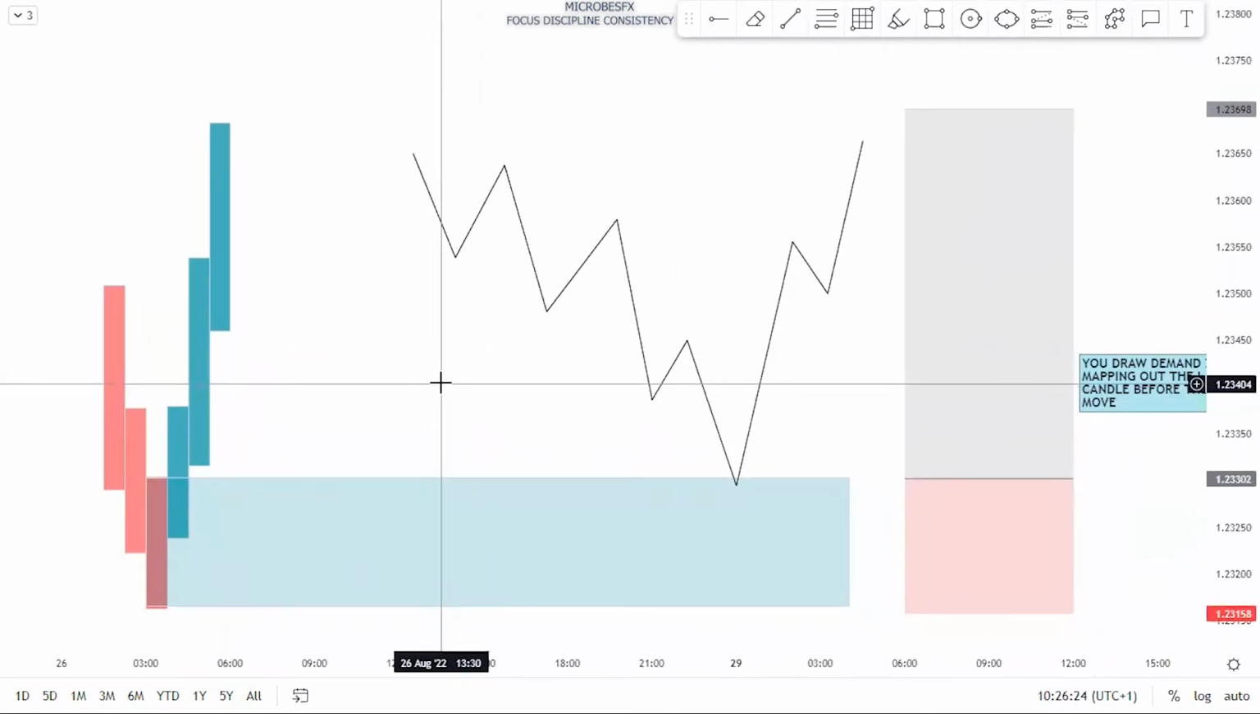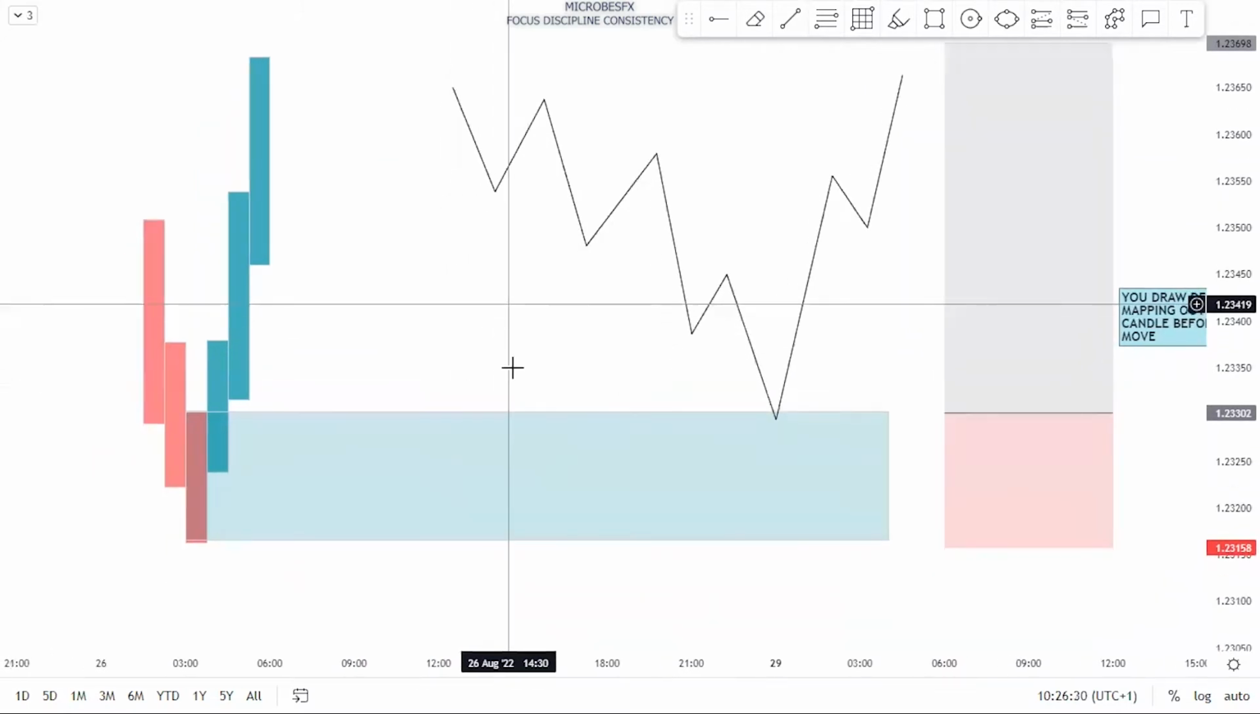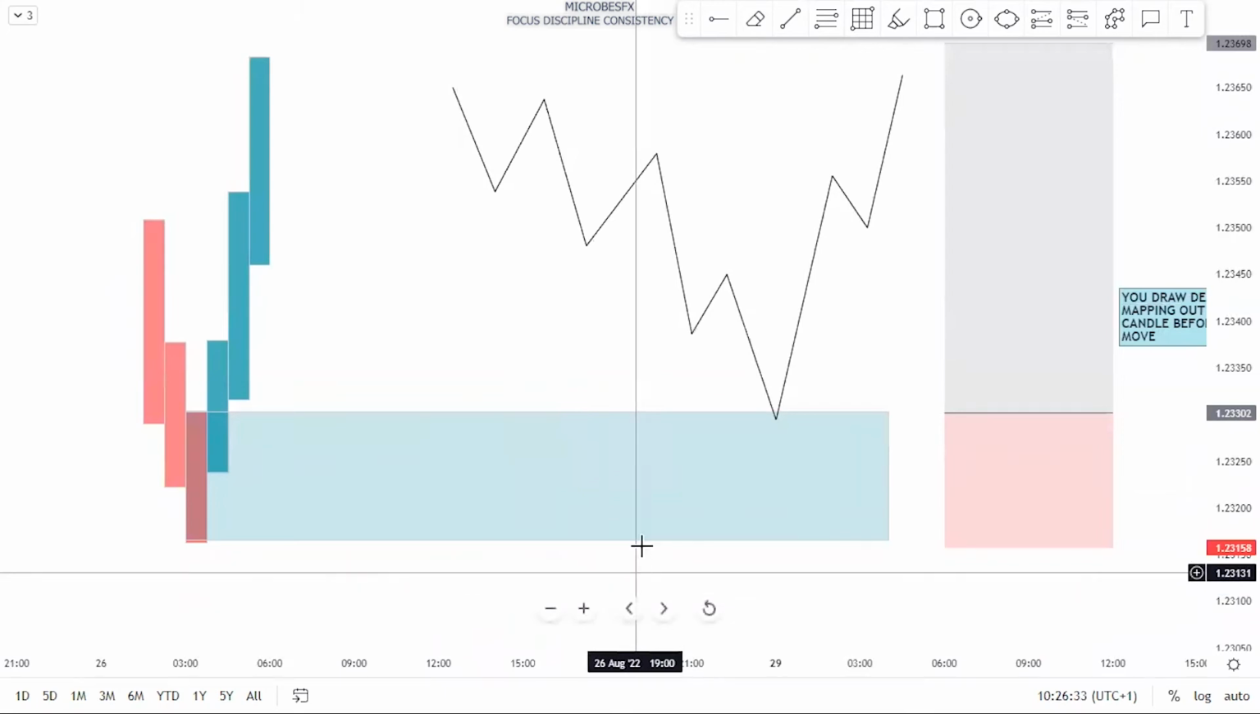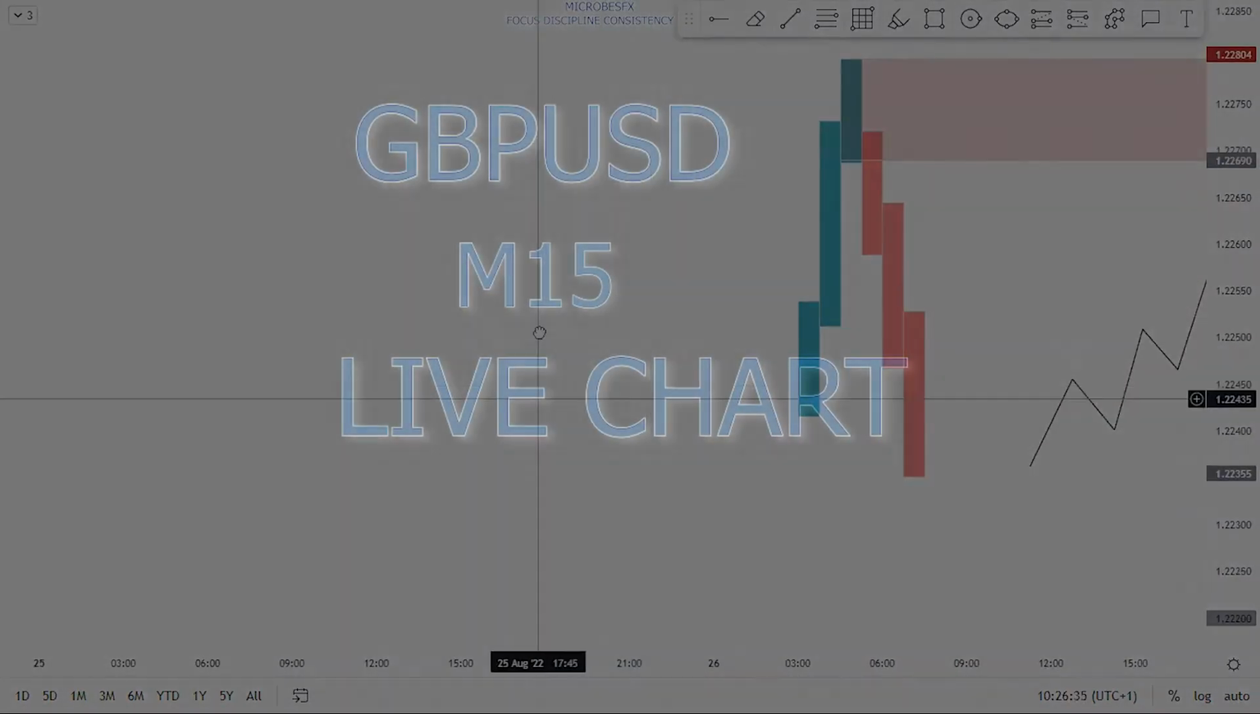So we're going to go into our chart right now and see how this demand and supply zone work, or maybe draw it on a live chart to see how price actually moves in this zone. So let's see.